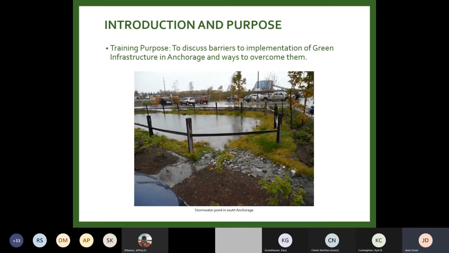So the purpose of today's training, like Jeff said, is to talk about some barriers that we're seeing throughout the community on actually getting green infrastructure facilities implemented. We want to talk about some of those barriers and how to overcome them. This is not going to be every barrier. It's not going to be all inclusive, but we're going to touch on the ones that we see the most commonly, the recurring themes, and hopefully give you guys some good tools and ideas and concepts on how to overcome those so that we can get green infrastructure implemented a little more seamlessly.